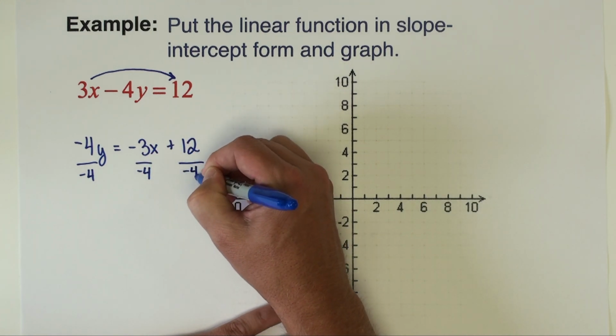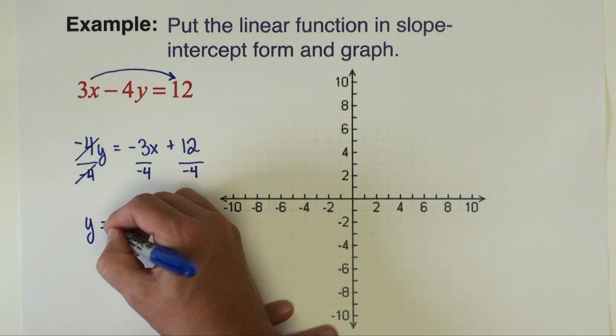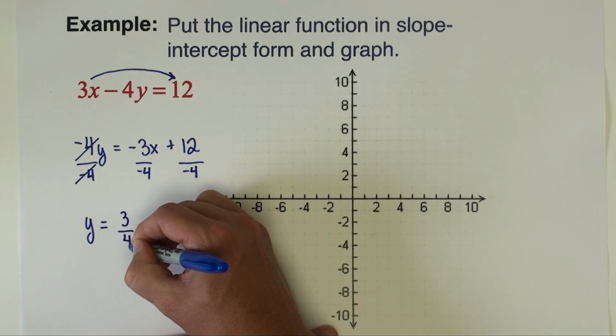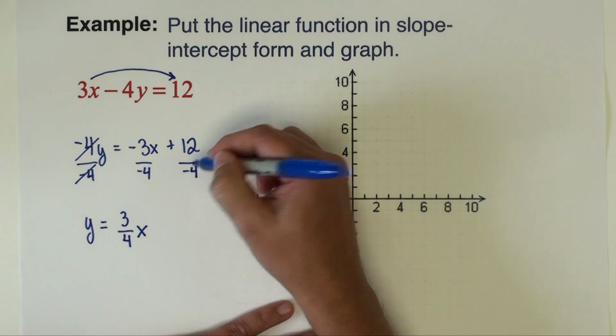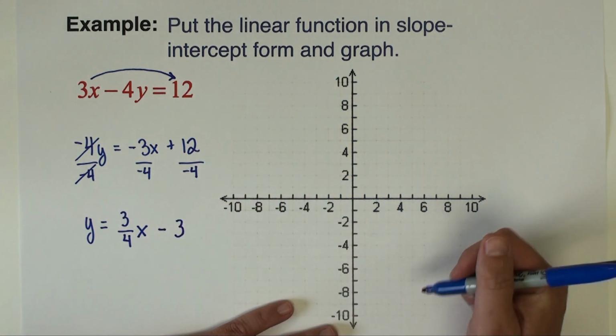I like to write this step out because I don't want to mess this up with the signs. And have y equals, so negative divided by negative becomes positive, and that doesn't reduce, so I'm just going to leave it like that. And then positive divided by negative is negative, and 12 divided by 4 is 3.